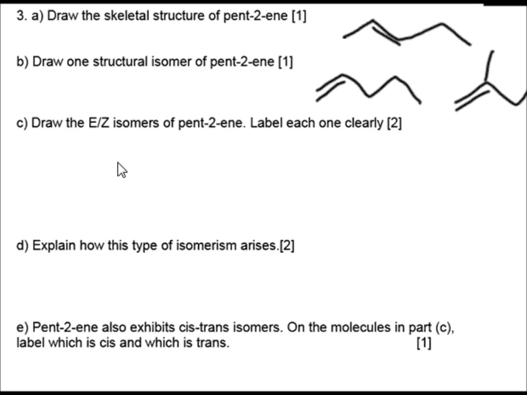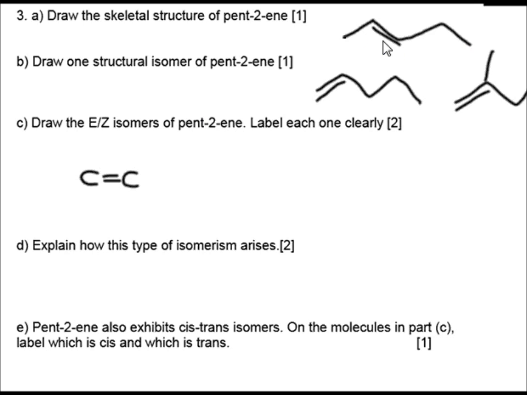Part C then asks you about EZ isomers. EZ isomerism is a form of stereoisomerism rather than structural isomerism. So the important part is this carbon-carbon double bond. Now, when you're answering a question and you have to draw EZ isomers, I would always start with the carbon-carbon double bond. Now it says here, I want you to draw the isomers of pent-2-ene. So remember, it's this molecule here that we've already drawn.